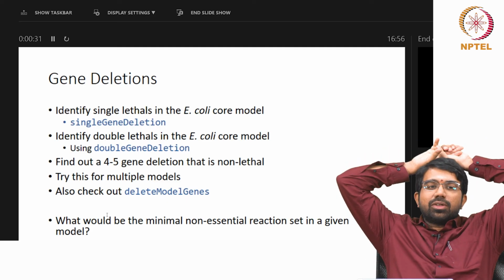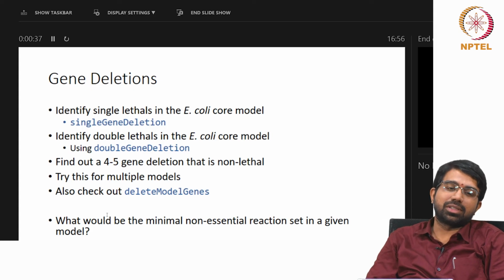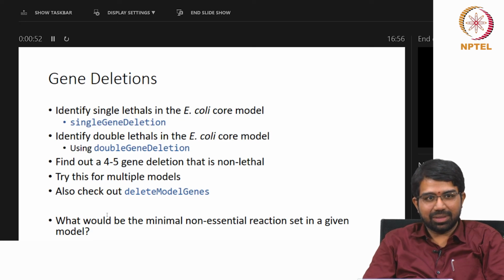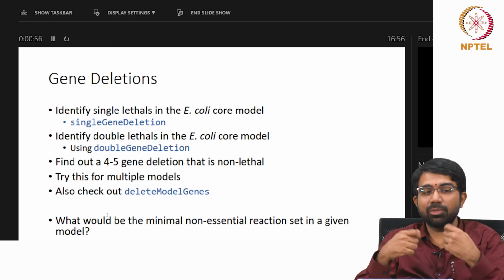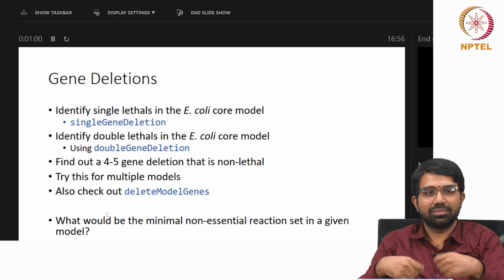What would be the naive way to do this? Find the minimal non-essential reaction set. The naive way to do it would be to remove a reaction. If it does not kill the organism, iterate. Then remove another reaction. If it kills the organism, revert that deletion, repeat.